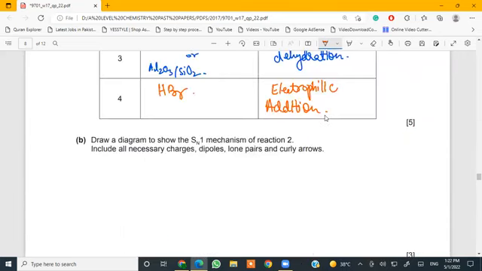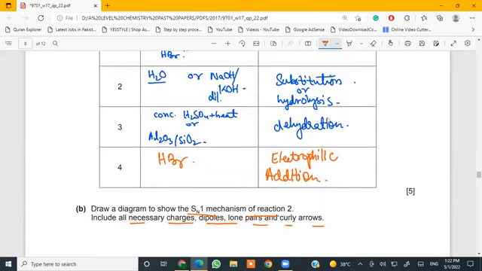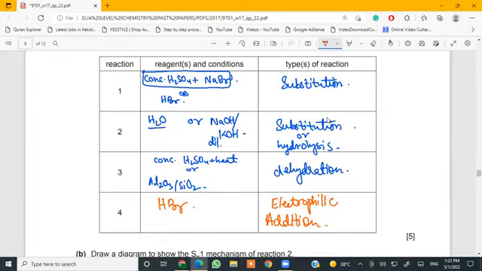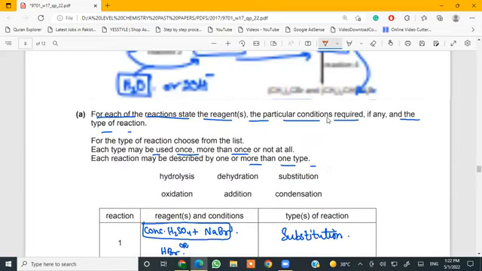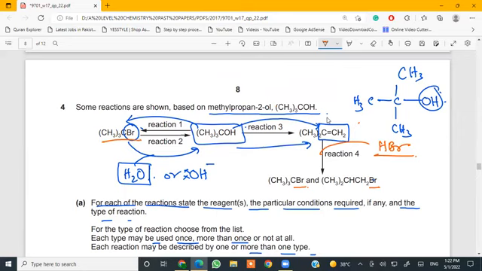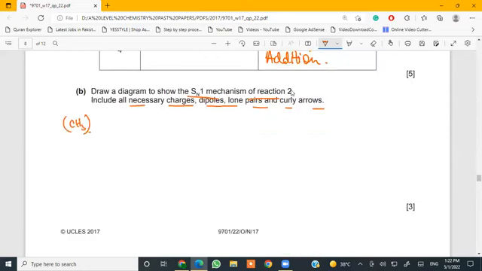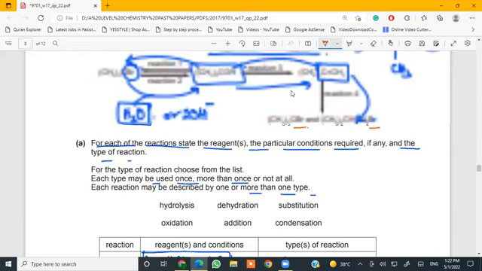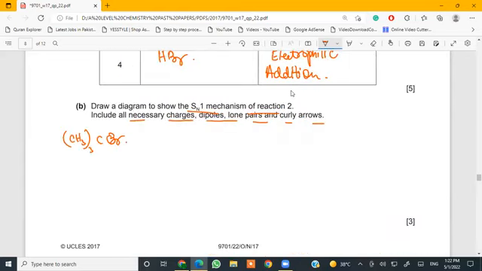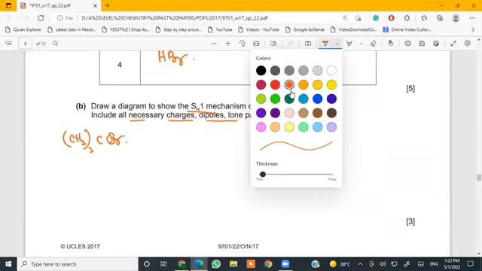Then part B says draw a diagram to show the SN1 mechanism for reaction 2 and include all necessary charges, arrows, curly dipoles, stuff like that. So reaction 2 is right over here, and it's nucleophilic substitution going from this to this. So let's write it down over here. Okay, so (CH3)3C, then Br. Let's first write it in an expanded form. Let's expand this formula.